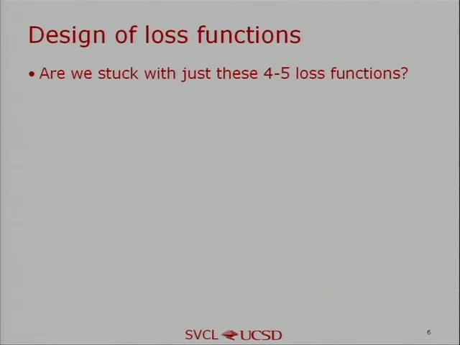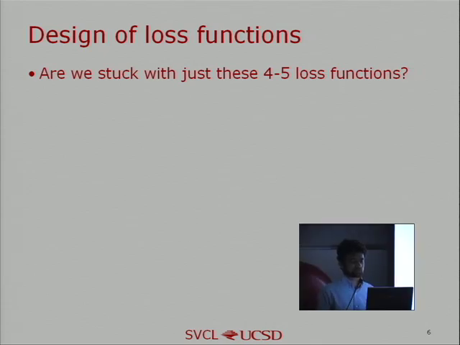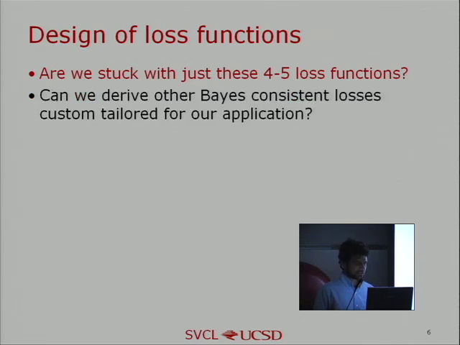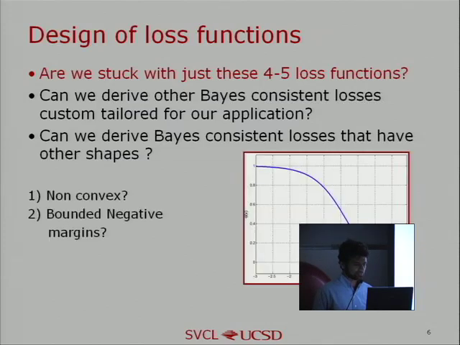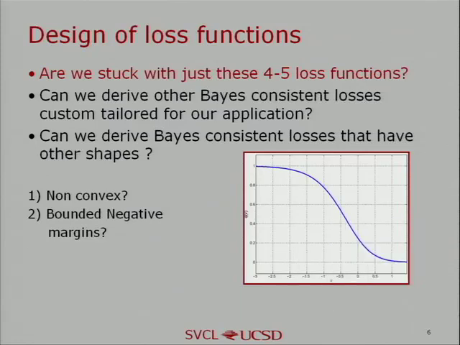So the natural question that we could ask at this point is, are we stuck with just these four or five loss functions with those common shapes? Can we actually derive other Bayes-consistent loss functions that are custom tailored for our application? Can we derive Bayes-consistent loss functions that have other shapes and other properties? For example, can we have a Bayes-consistent loss function that's non-convex, like the plotted loss function? Can we have a loss function that's Bayes-consistent and yet has bounded negative margins?